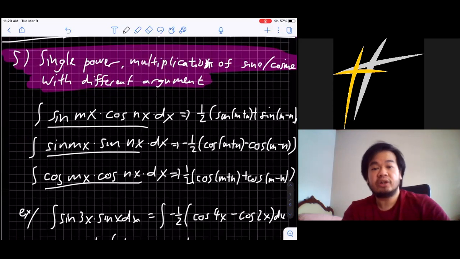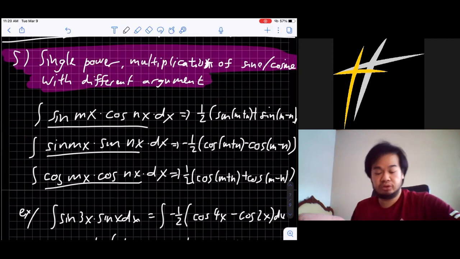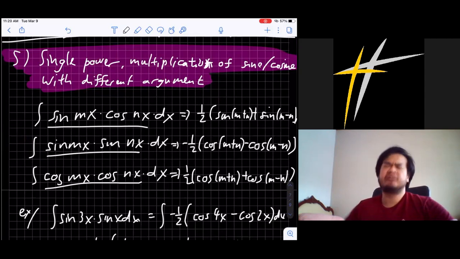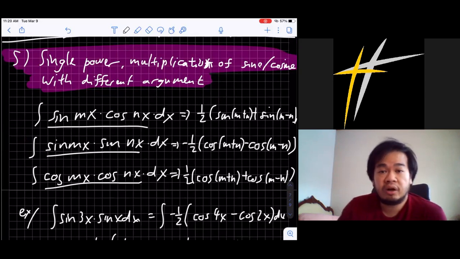Yeah. So that's all the techniques that I can teach you if you have an integral problem with the multiplication of powers of trigonometric functions. Yeah. So that's all for this technique.